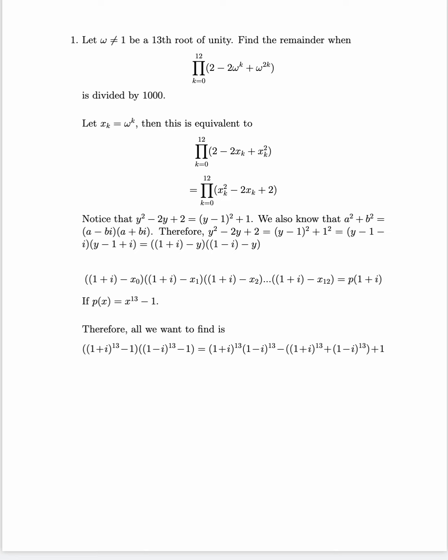Now let's think about what the other one is. The other one, (1 minus i) over root 2, is a reflection of (1 plus i) over root 2 across the x-axis, which implies that its angle corresponds to 7 pi over 4.